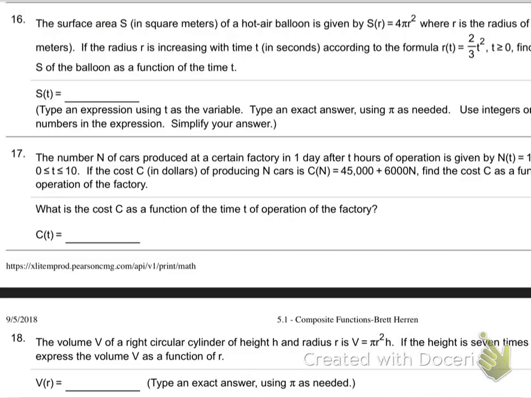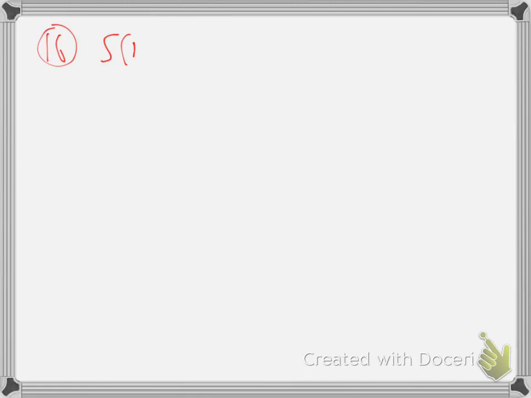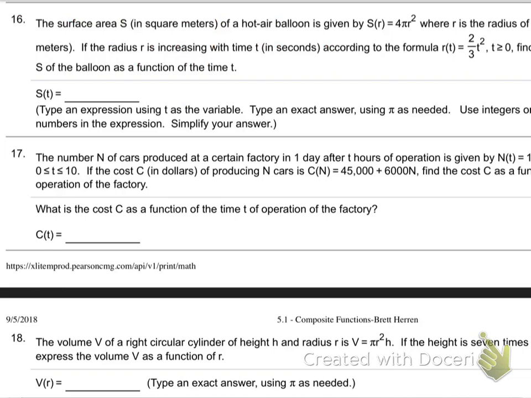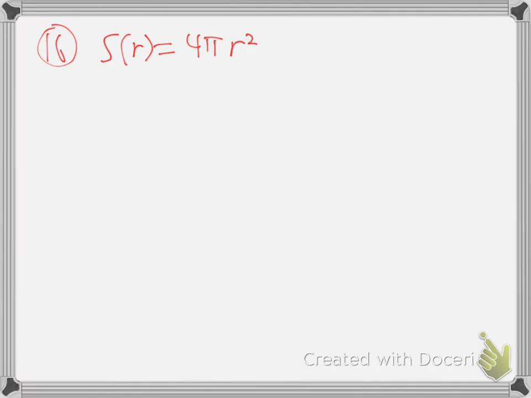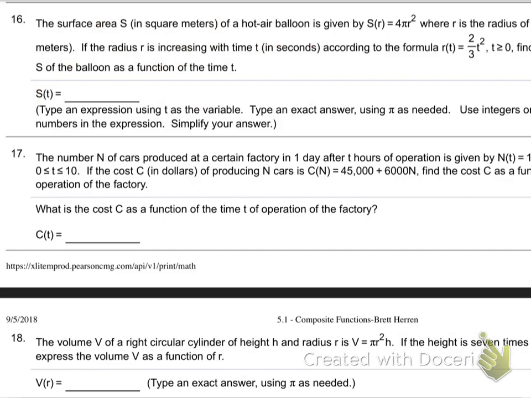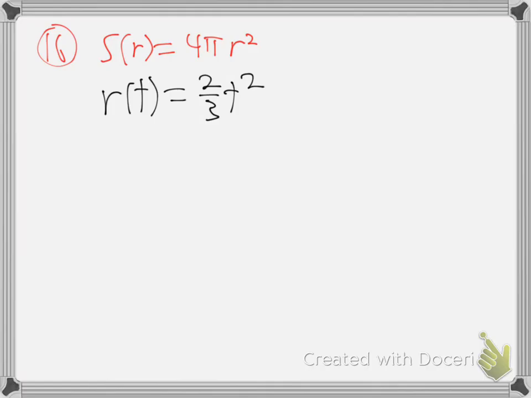So 16 is going to give us S of r is 4 pi r squared, and the other function, r of t is 2/3 t squared. And they're going to ask me for S of t, right? They're going to say, find S of t.